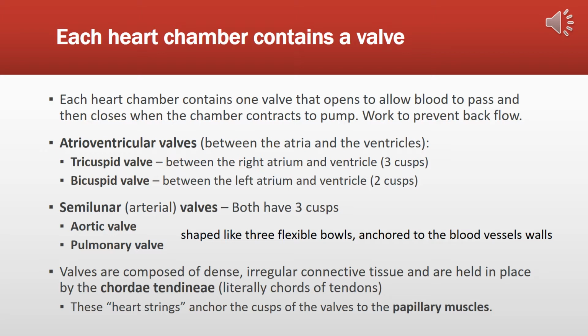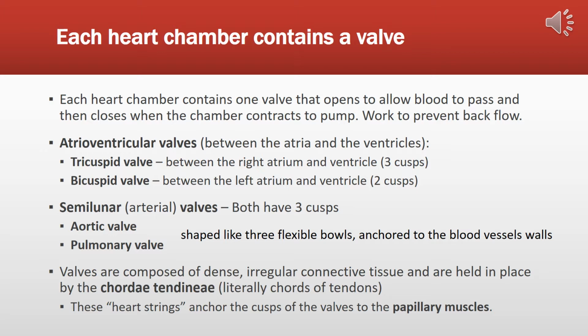So there are two types of valves. There are atrioventricular valves, which have this name because they're between the atria and ventricles. There's the tricuspid valve, which is between the right atrium and right ventricle, and this valve has three cusps, which are basically flaps that make up the valve, and we'll look at those in a second.